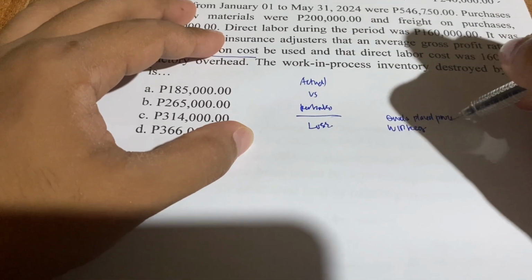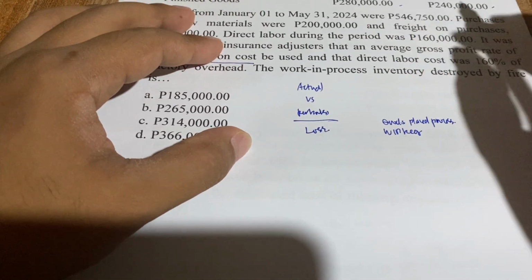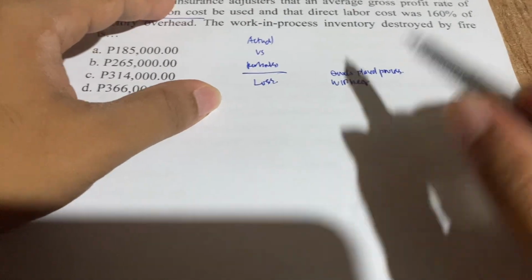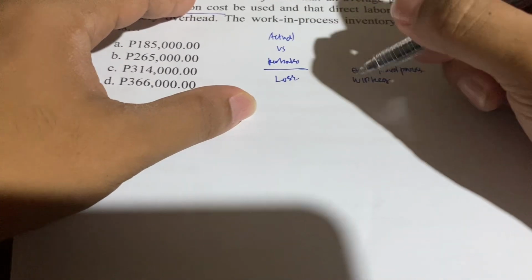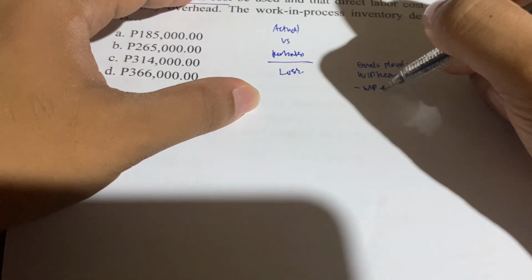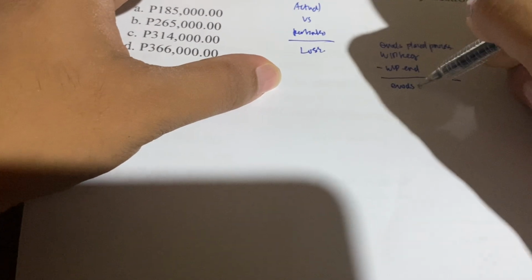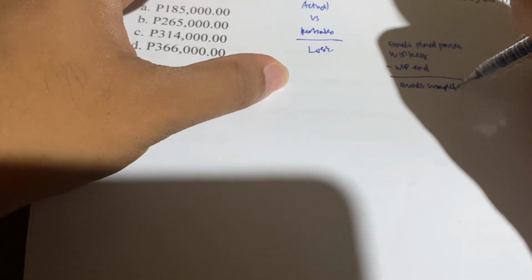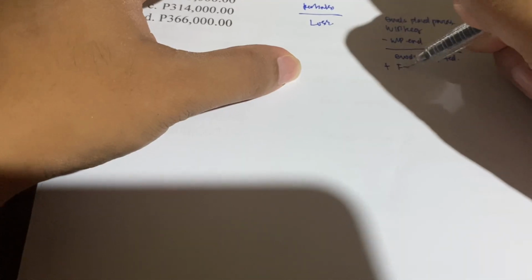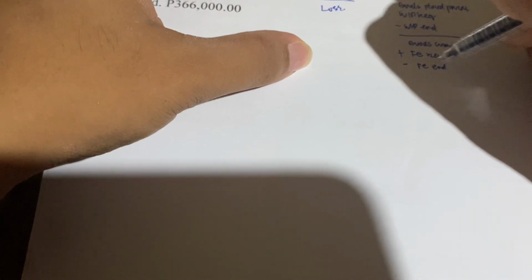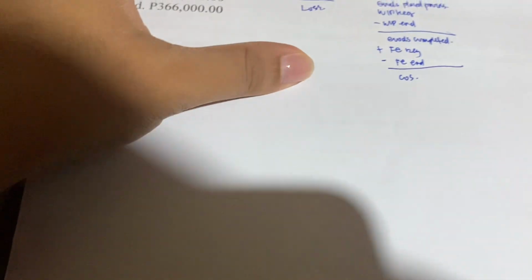Goods placed in process. So goods placed in process, add mo yung work in process beginning, i-less mo yung work in process end, ito na yung magiging goods completed. Tapos sa goods completed, i-add mo yung finished goods beginning, i-less mo na yung finished goods end. So, ang sagot nito ay cost of sales o yung sales mismo.